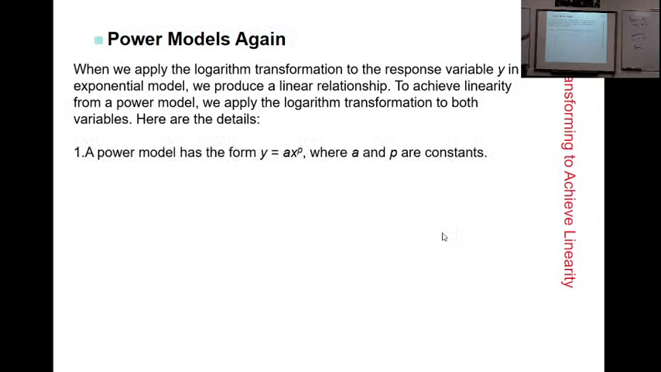So if I have a x to the p, so p is the power, the exponent, and a and p are numbers, and x is my variable. So I'm going to do the same process. I'll show it out here first. y equals a x to the p. So I'm going to take the log of both sides. Log of y equals log of a x to the p.